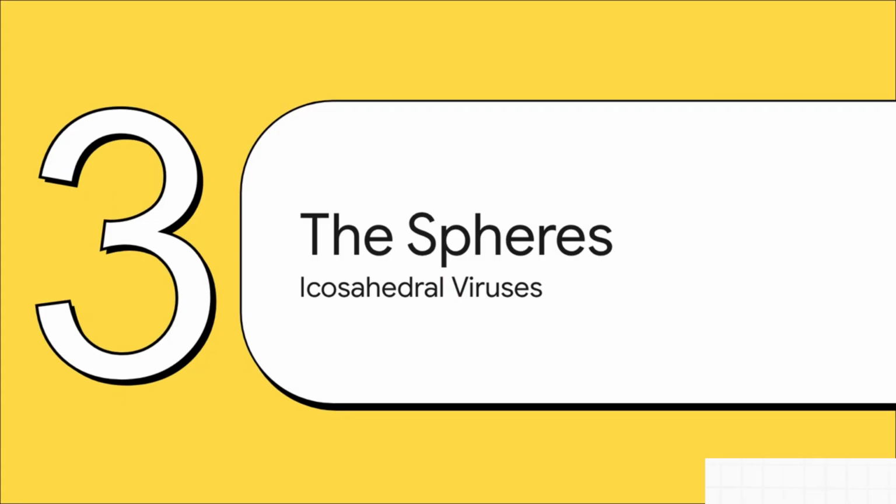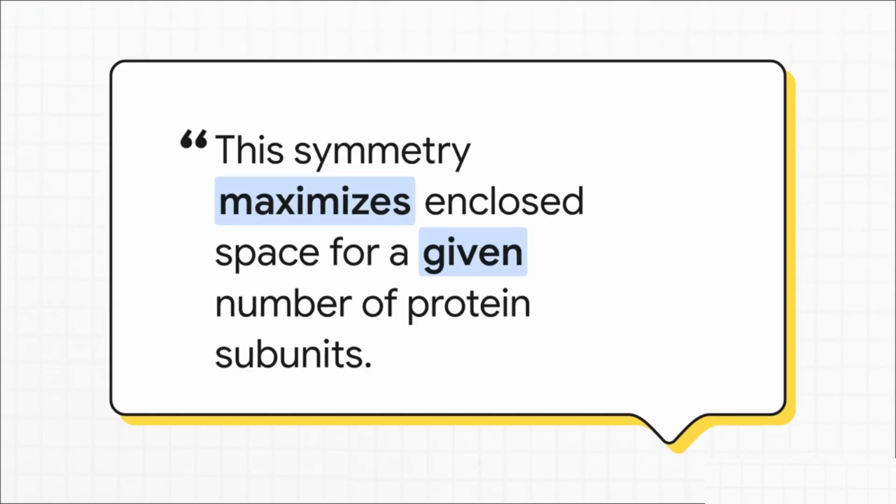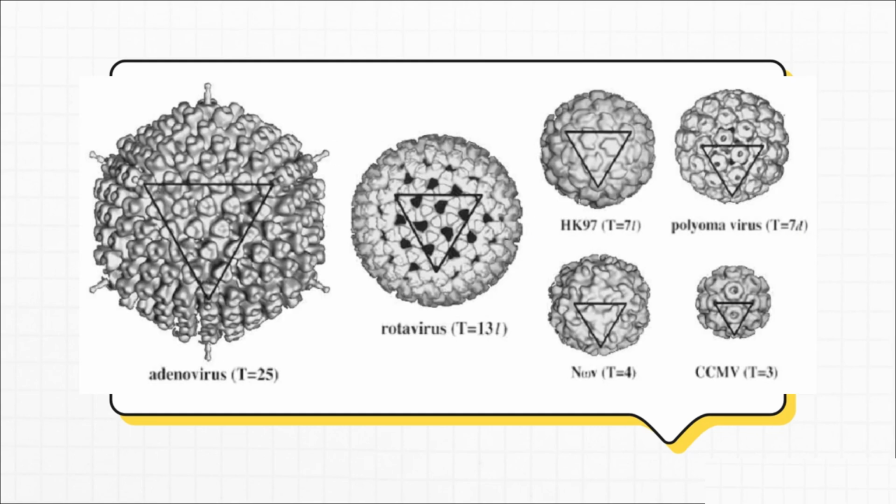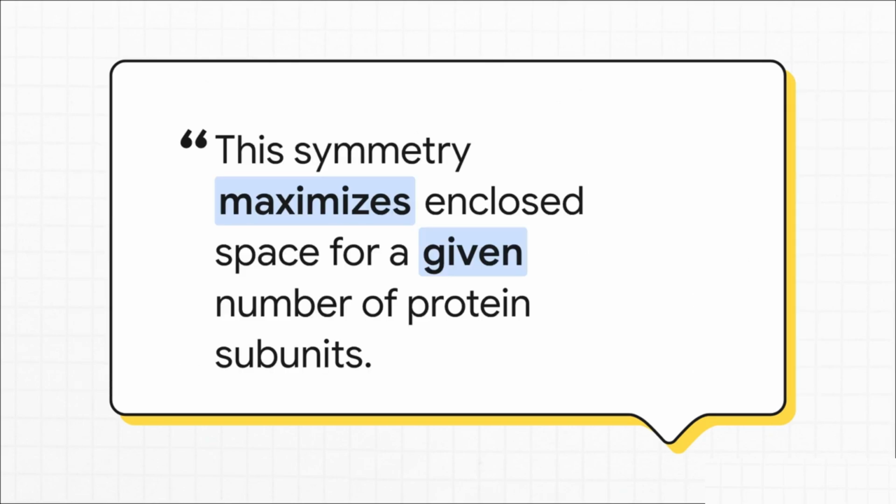We're leaving the straight lines behind because now we're going to look at the most popular shape in the entire viral kingdom, the sphere. Or, to be a little more precise, the icosahedron. So, why is this shape so common? Why do so many viruses use it? Well, it all boils down to pure, simple geometric efficiency. An icosahedron gives you the absolute biggest internal space you can get using the smallest number of repeating parts. It's basically nature's version of a geodesic dome.